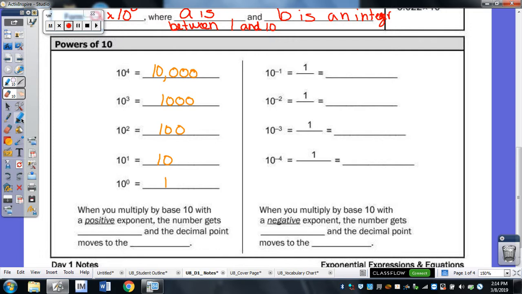So whenever you're multiplying by a base 10 with a positive exponent, the number is going to get larger, and the decimal point moves to the right. So if you're multiplying by a 10 that has a positive exponent, that means your number is just going to get larger. You move the decimal to the right to make it larger.